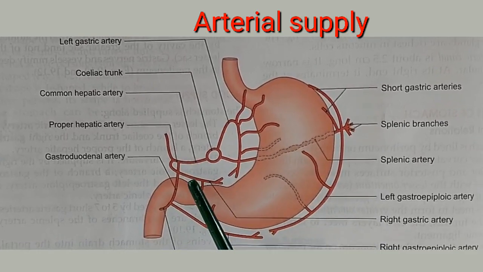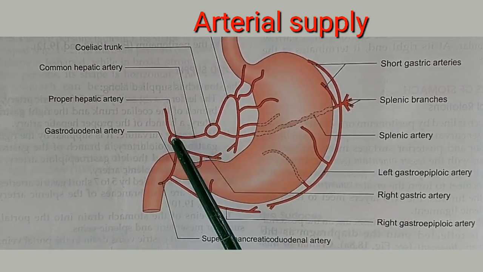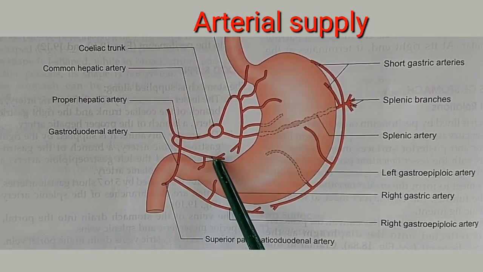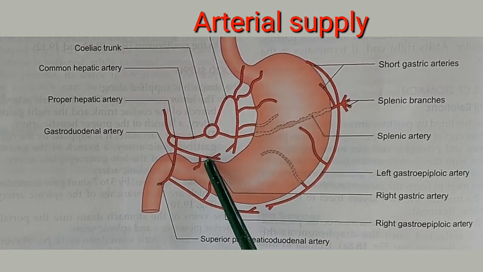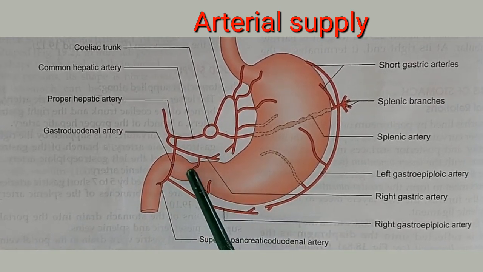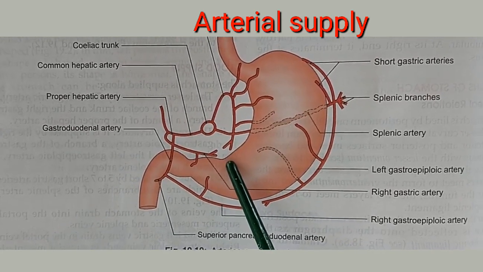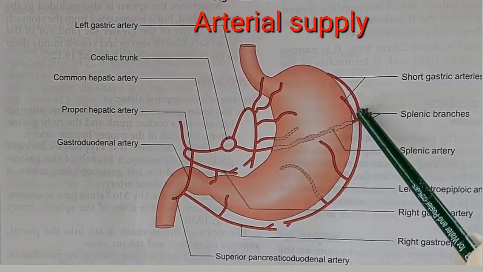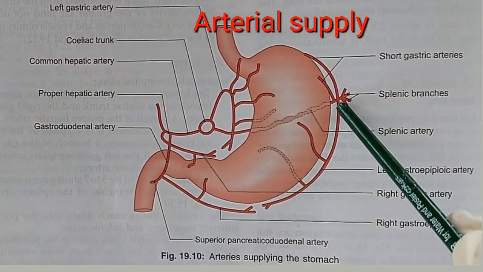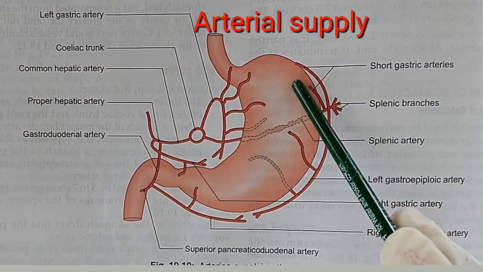Next branch is right gastric artery, which is a branch of the common hepatic artery. It runs along the lesser curvature of the stomach in the lesser omentum, and it anastomoses with the left gastric branch, and thus it supplies the lower part of the stomach. Short gastric branches, they are 3 to 4 in number, and they come from the splenic artery, and supply the fundus of the stomach.